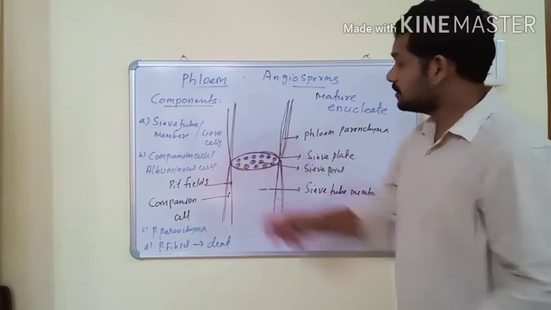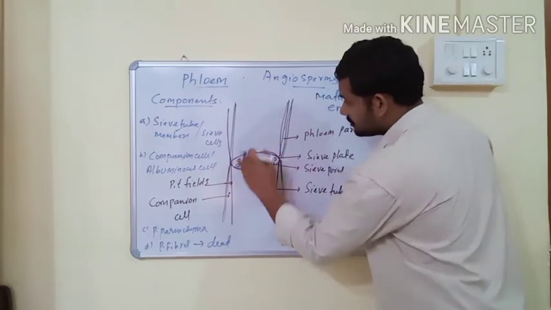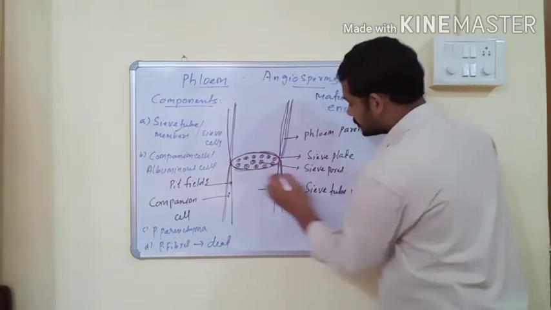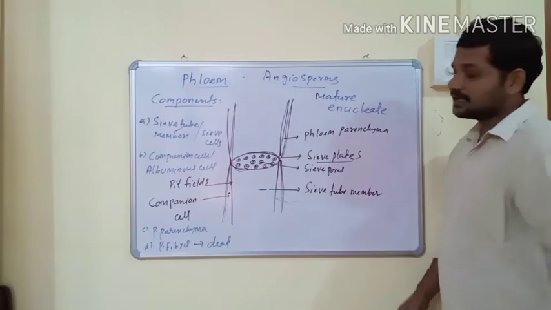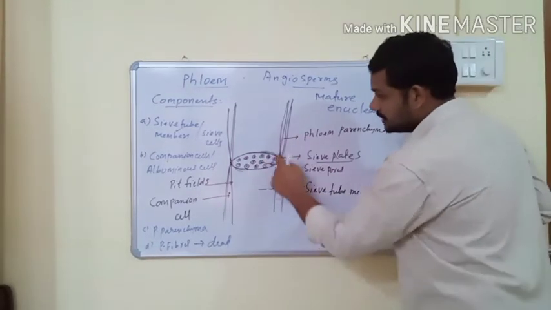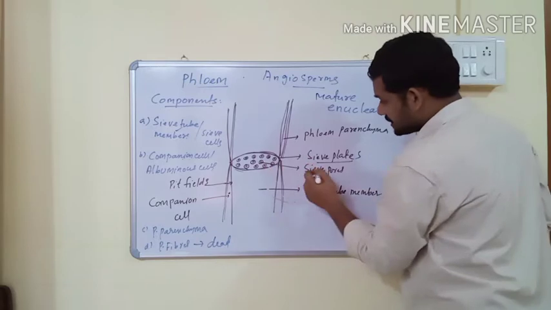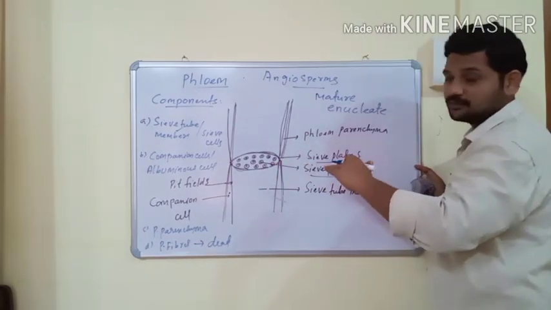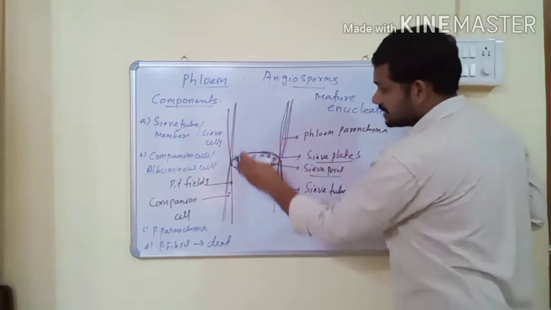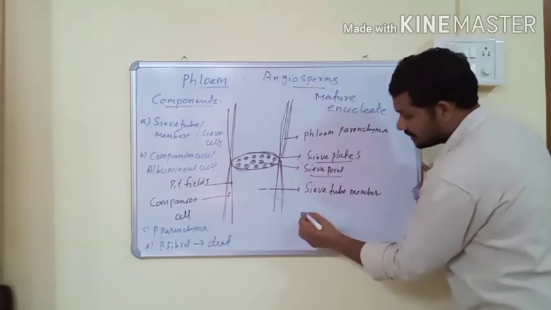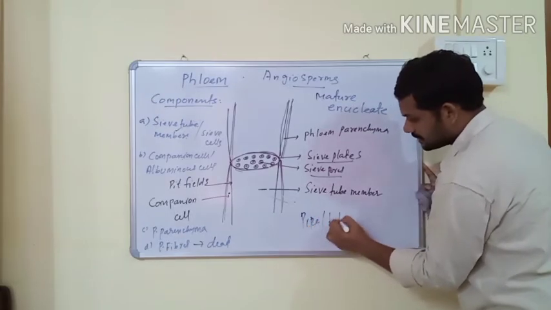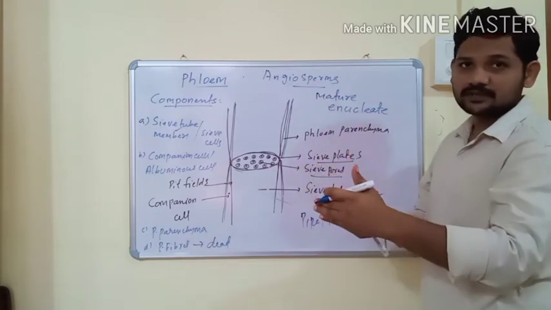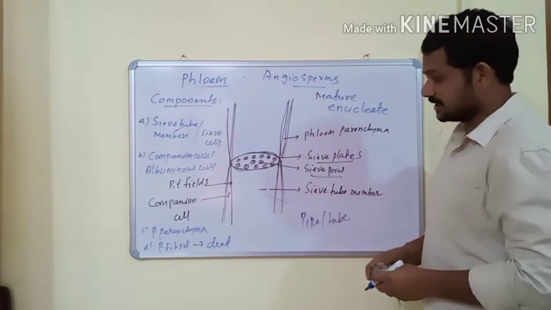And the sieve tube members are usually connected. This is one sieve tube member and this is another. The adjacent sieve tube members are connected through sieve plates, and sieve plates possess many sieve pores. Sieve pores act as sieves. So all adjacent sieve tube members are connected like a pipe or tube-like structure to form a continuous column from source to sink, which helps in conduction of food material from source to sink.